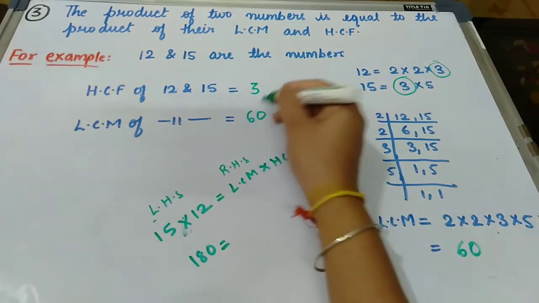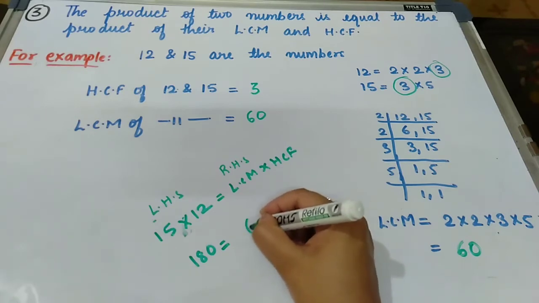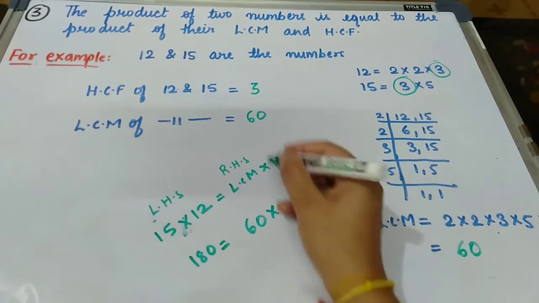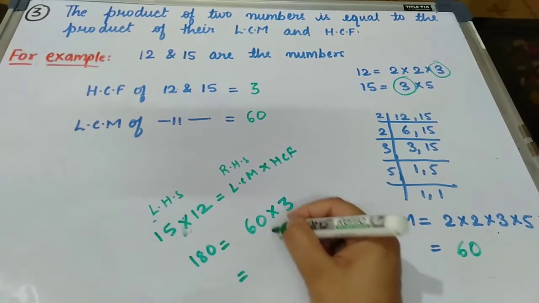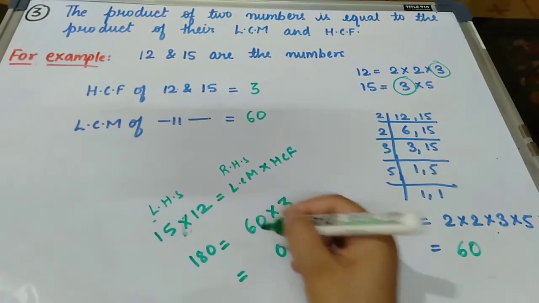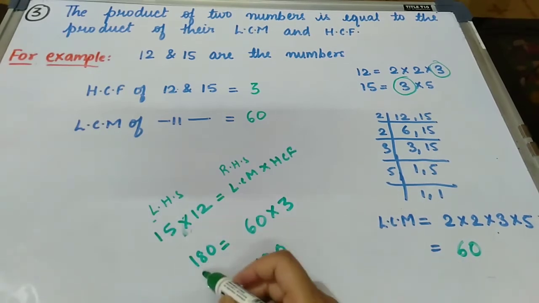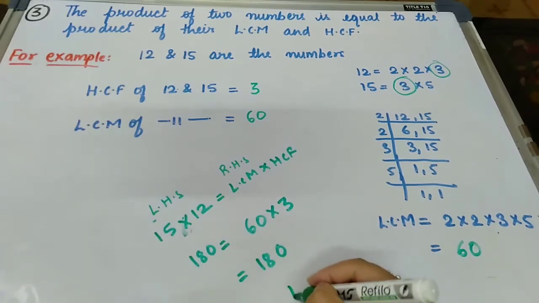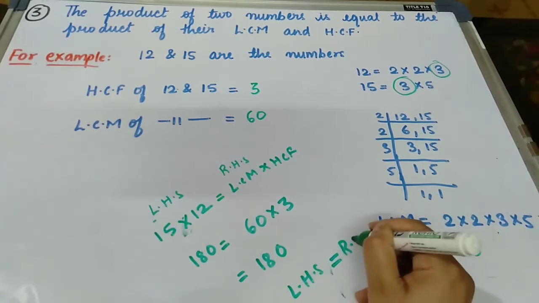So we have got the LCM and HCF. Now put it over here. LCM is 60 and HCF is 3. Now 60 into 3 is what? 3 zeros are 0, 3 6s are 18. 3 6s are 18. See, you can see over here LHS equals RHS, means लेफ्ट हैंड साइड इज इक्वल्स टू राइट हैंड साइड.